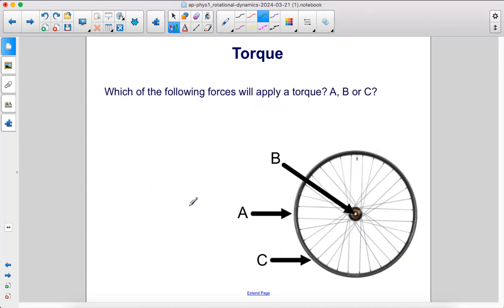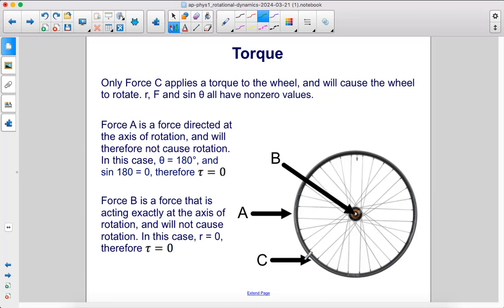Which of the following forces will apply a torque? A, B, or C? Only force C applies a torque to the wheel and will cause the wheel to rotate. R, F, and sine theta all have non-zero values.